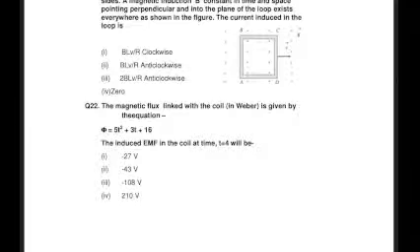Question number 22. The magnetic flux linked with the coil, in Weber, is given by the equation phi equals 5t squared plus 3t plus 16. The induced EMF in the coil at the time t equals 4 will be 1. minus 27V, 2. minus 43V, 3. minus 108V, 4. 210V. Correct. The answer is minus 43V.